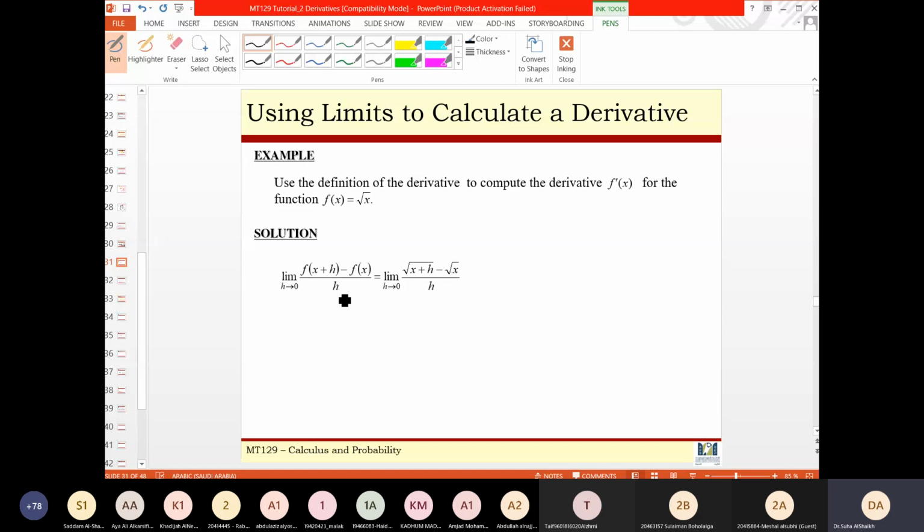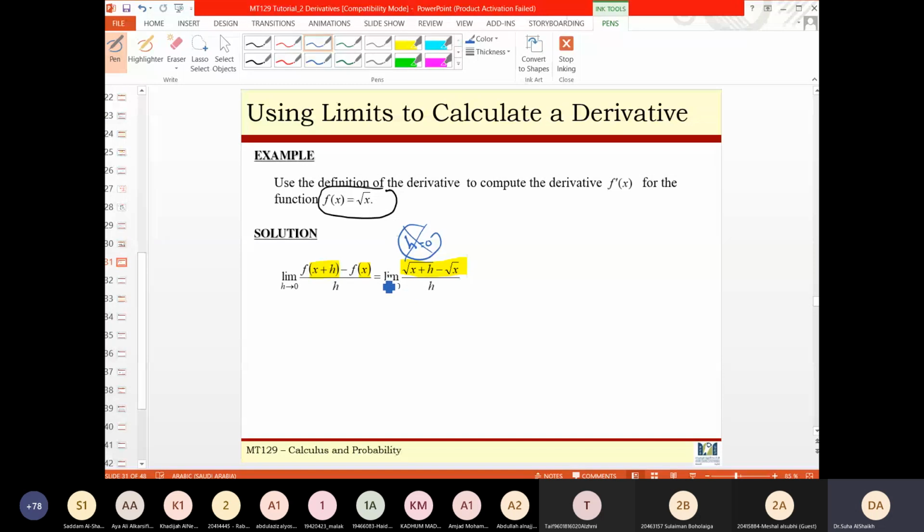So I have the function which is the root of x. The rule is the limit when h goes to 0, f of x plus h, meaning I remove x and I put x plus h, minus f of x as it is. Remove x and put x plus h, meaning root of x plus h minus the root of x, all divided by h. Now like this, I cannot change h equal to 0. Huh? I cannot do this. I still have this h down there. So what to do?